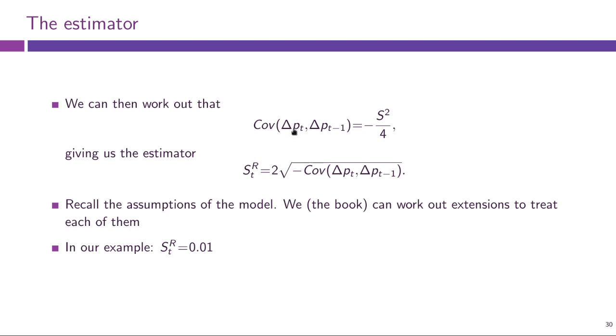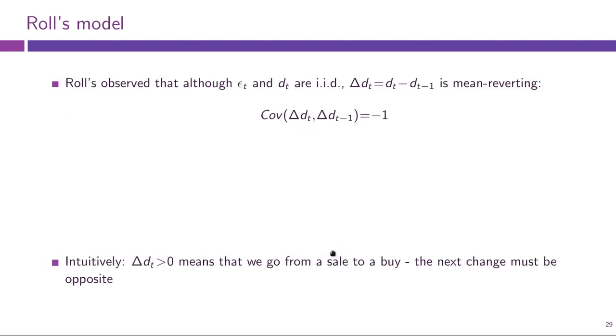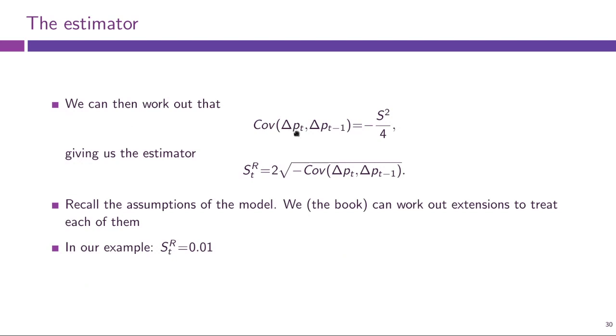And we can do it in the same way if we just plug in the expressions for prices in terms of directions of trade that we had. And the negative covariance in changes in directions of trade is exactly what will give us the negative covariance in changes in prices over time. So if you calculate that, you will obtain that this covariance will be equal to minus squared spread over 4. And this covariance is actually something that you can compute from the data, which means that you can estimate the spread by estimating this covariance of price changes.